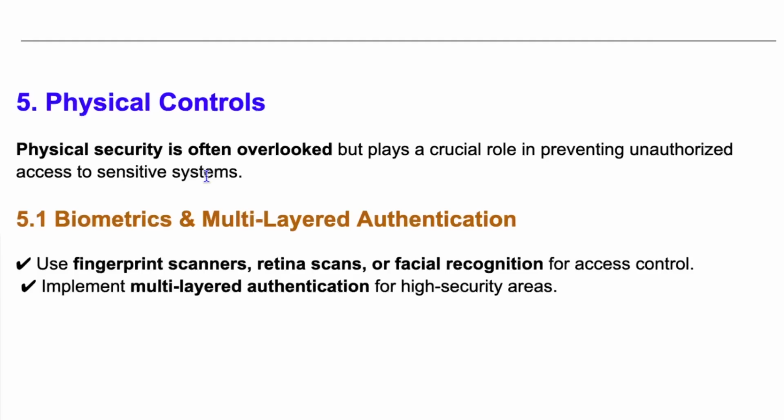Or they don't want to deal with the discomfort of saying, I don't know you and I have no idea whether you have access to do this. You've got to go through the front gate, etc. One of those things. So biometrics and multi-layer authentication is a big part of this. So using fingerprint scanners, retina scans, or facial recognition for access control. This is actually really, really important.